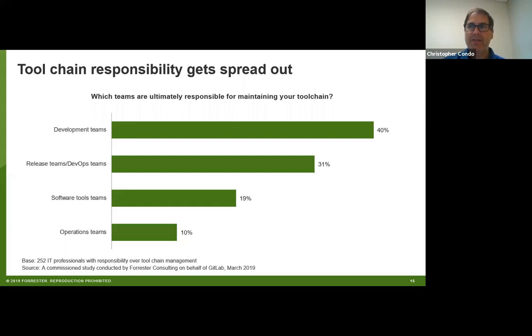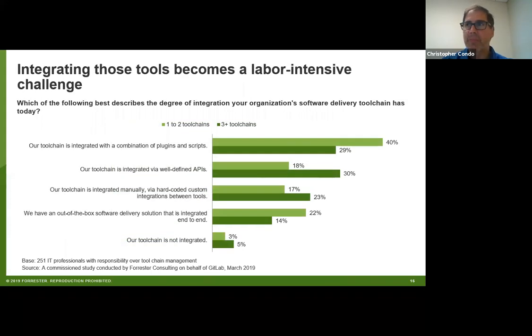So the reality is that when you push these tools onto the development teams, it really slows down progress. And you might ask, well, why is it being pushed onto the tool team? Well, the problem is that these tools are sophisticated. And so here's the interesting upshot that correlates with this development team heavy intrusion: integrating those tools becomes a labor-intensive challenge.